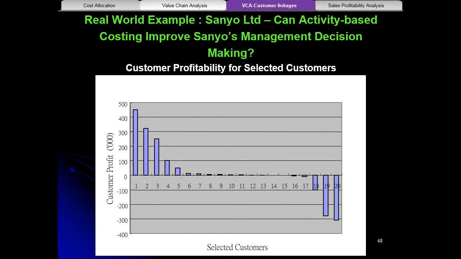Here's an example of Sanyo Limited, a company that I was involved with over 10 years ago in terms of being able to visit and get information about their customer profitability. And these are all real electronics companies, from the most profitable customer down to the least profitable customer. It's the ones down here that we want to avoid, and we want to have more customers like these. So even for a basic factory in China, there are profitable customers here, and there are very unprofitable customers down here.